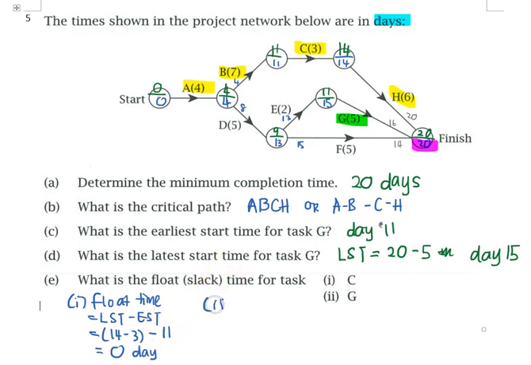So number 2, what is the float time for G? For G, just now, float time is LST minus EST. So for G, you already calculated the LST, which is 15, minus the EST, which is day 11. So it's 4. Please write the unit as well, 4 days. That means for task G, I can delay for 4 more days. So that's all for this question 5.